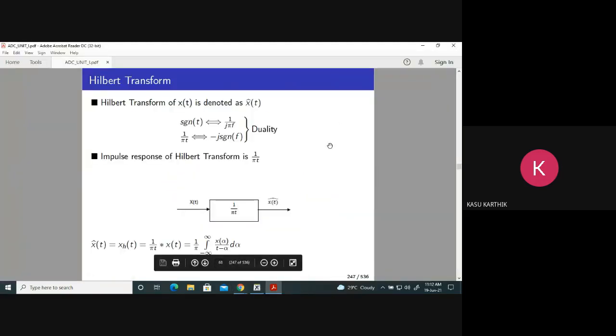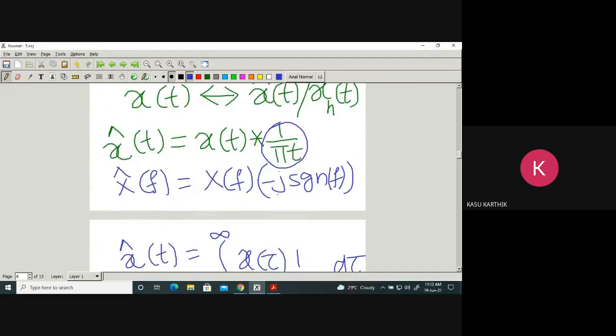Same thing is being explained here. I have written alpha, anything is okay. But you must remember this important thing. Two things are very, very important. These two things.